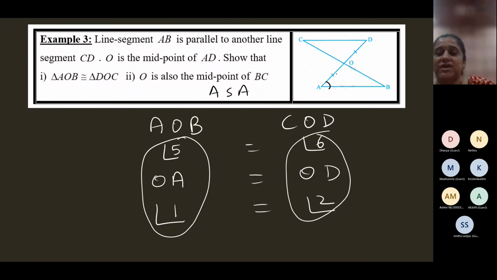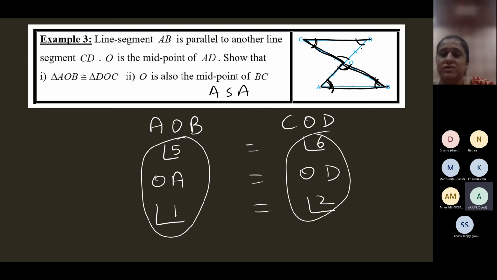Because we have mentioned this angle, and see, this is the side contained by these two angles. See here, this side contains these two angles. When I say this side, it contains this angle and this angle.